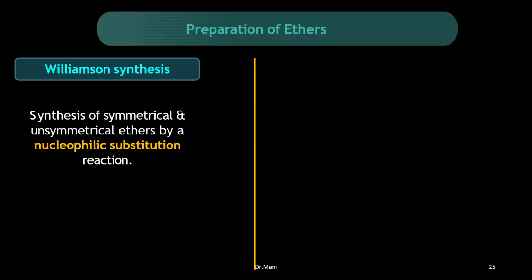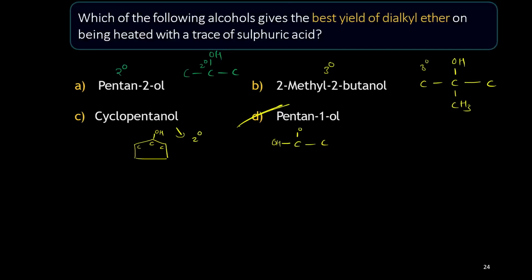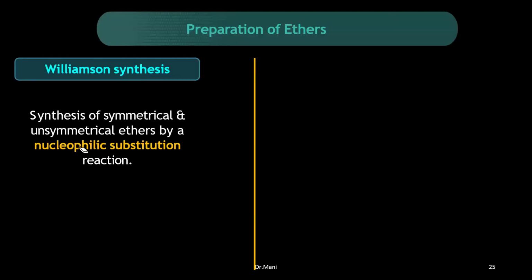Next one, preparation of ethers through the Williamson synthesis. Before that was about dehydration; now it's the Williamson synthesis. How does this happen? The Williamson synthesis is a versatile method. I'll tell you why we call it versatile: because for preparing both symmetric as well as unsymmetric ethers, we use the Williamson synthesis. In the previous condition, we only got the symmetric one, and unsymmetric is not possible. But here, you can get both symmetric as well as unsymmetric ethers.